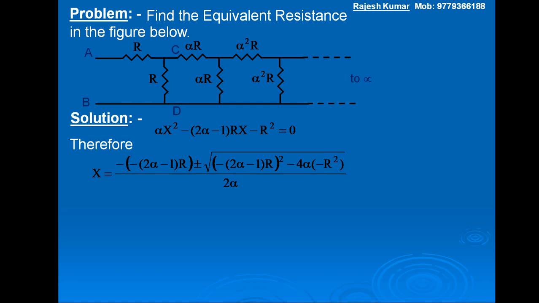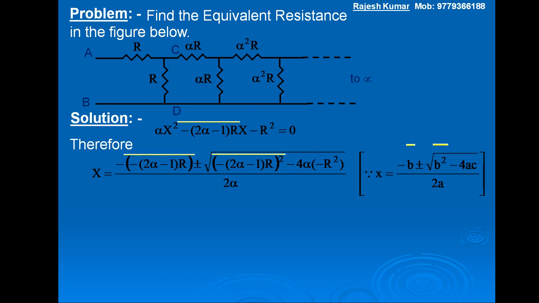therefore capital X is equal to minus into minus 2 alpha minus 1 within the bracket into capital R plus minus square root minus 2 into alpha minus 1 within the bracket into capital R whole square minus 4 alpha into minus r square whole upon 2 alpha. Because using the formula of quadratic equation, x is equal to minus b plus minus under root b square minus 4ac upon 2a.